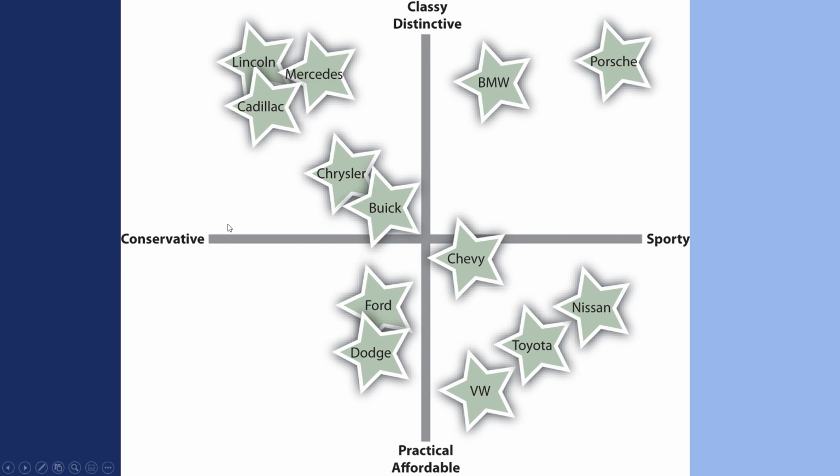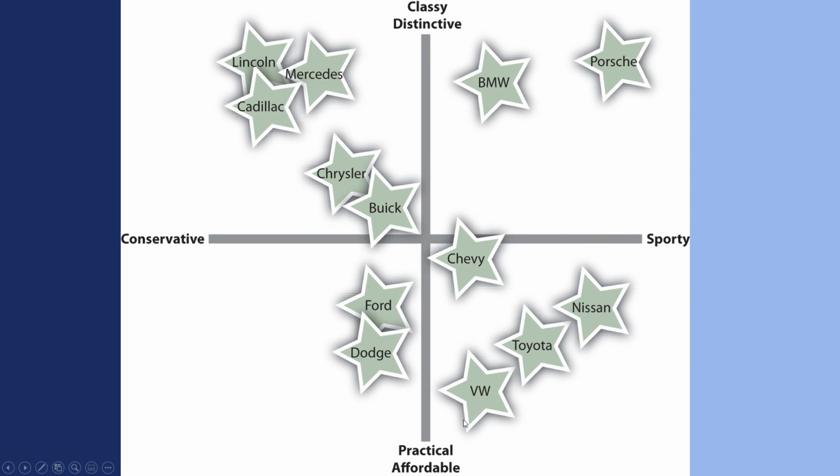So conservative and classy, you get things like Lincoln, Mercedes, and Cadillac. I think Mercedes might be pushing more sporty recently, but again, still very high class, right? Whereas Porsche is definitely high class and sporty, right? So there's a good difference where they're far apart from each other. How about practical and conservative? Ford, yeah, I could probably see that. You don't have a lot of sportiness, of course, except for the Mustangs, but that would be a completely different brand altogether. We would put that more somewhere over here.